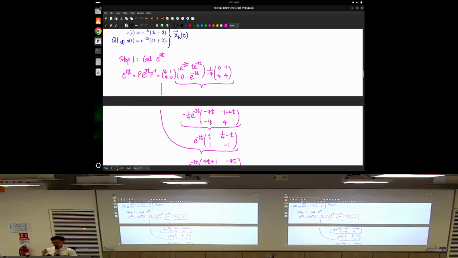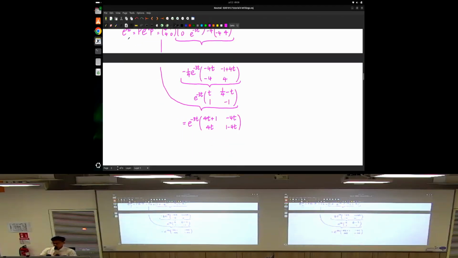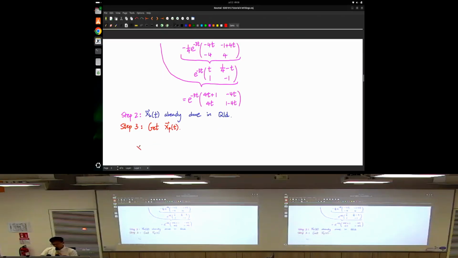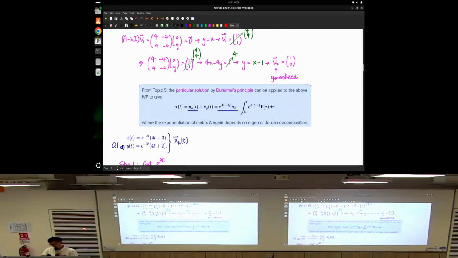Then this is our xh. So xh no need to compute. So the step 2, let me write down. Step 2: xh already computed, already done in question 1D. So this one no need to redo. Then step 3 is the particular integral. So this is the most tedious step. So get xp. The particular integral xp of t is this second term. This is our xp.